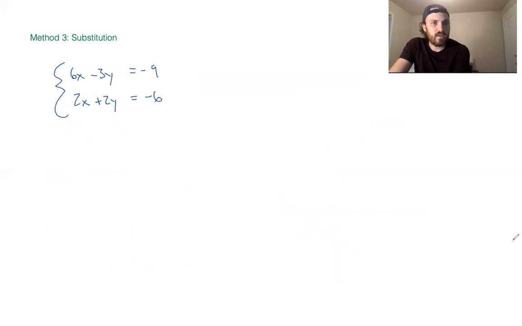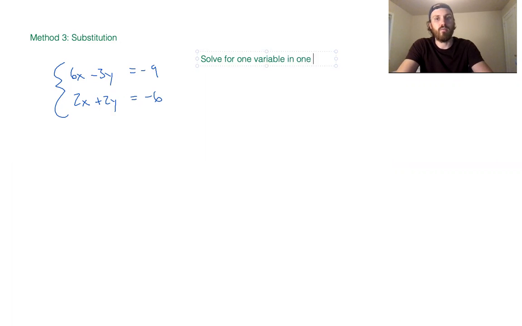Okay, finally, we move on to method 3, and then there's one more after this. And method 3 is substitution. And you've probably done this before, but how this works is solve for one variable in one equation.